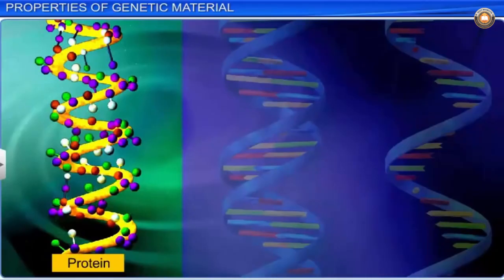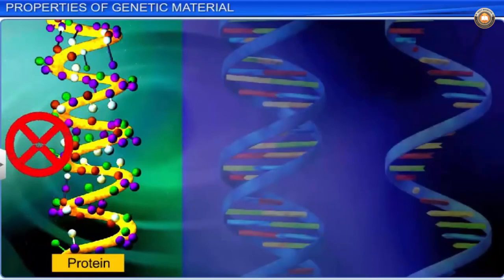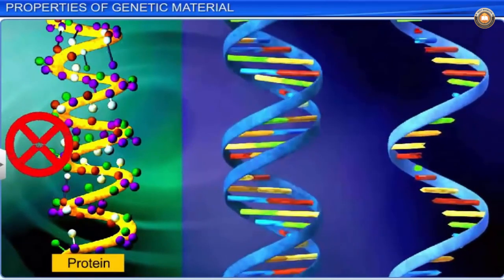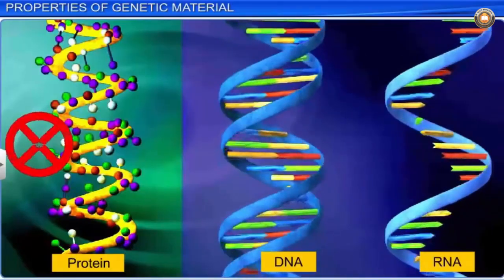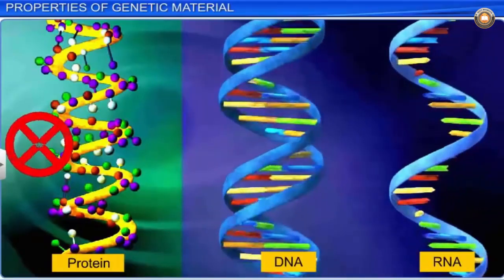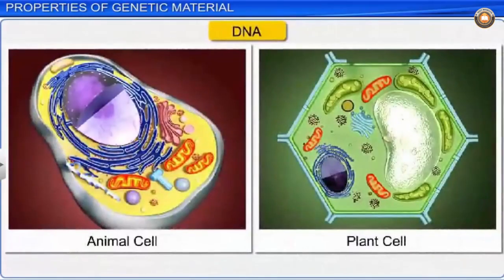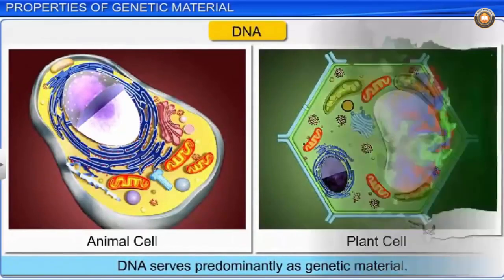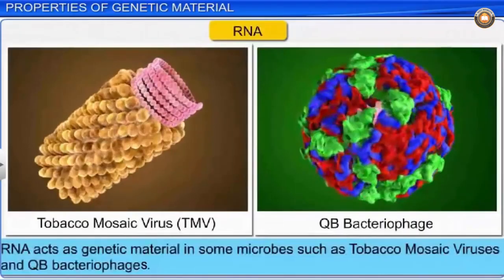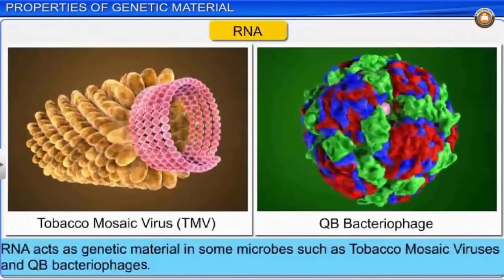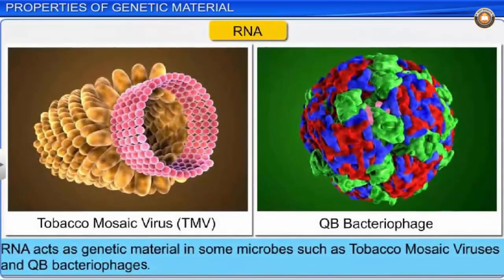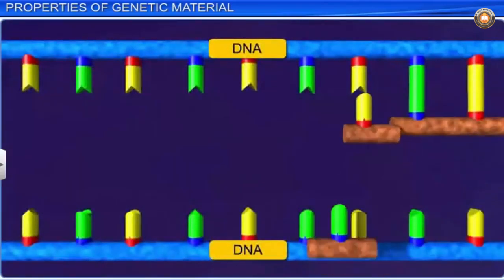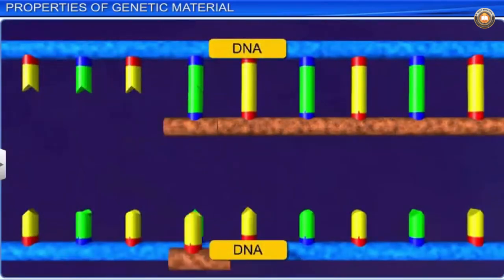Most biomolecules, including proteins, fail to fulfill these criteria. Even so, both the nucleic acids, DNA and RNA, meet all these requirements. Although it is to be noted that DNA serves predominantly as genetic material, RNA also acts as genetic material in few microbes such as tobacco mosaic viruses and QB bacteriophages, and also performs the role of a messenger and adapter.